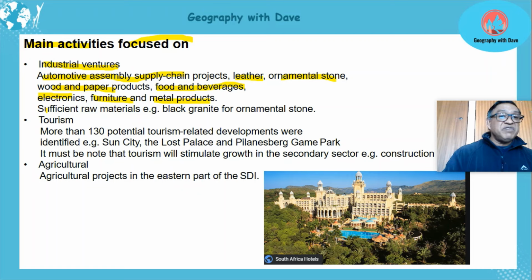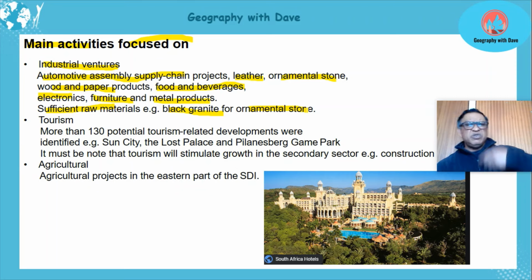Okay. Because of the potential of the area. All right. Because of the sufficient raw materials. I use this one, black granite, for ornamental purposes. Enough raw materials, whether it's agricultural or mining. I'm going to repeat this point when I get to factors favoring.